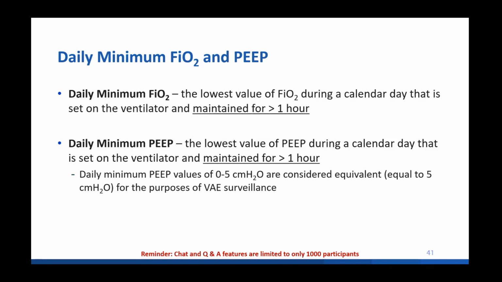Now that we've defined FiO2 and PEEP, we can establish how to determine daily minimum FiO2 and PEEP. The daily minimum FiO2 is the lowest value of FiO2 during a calendar day that is set on the ventilator and is maintained for greater than 1 hour. Similarly, the daily minimum PEEP is the lowest PEEP during a calendar day that is set on the ventilator and maintained for greater than 1 hour. Note that for the purposes of VAE surveillance, daily minimum PEEP values between 0 and 5 centimeters of water are considered equivalent to 5 centimeters of water.